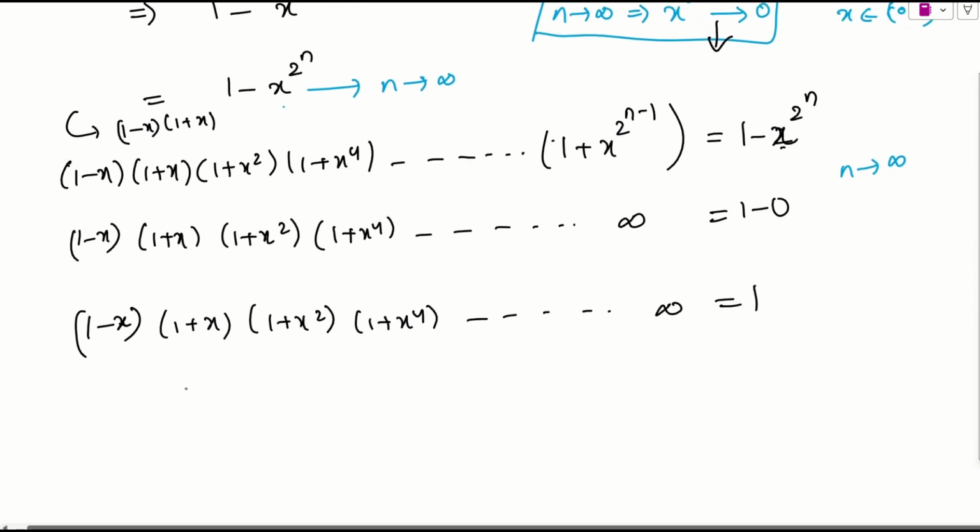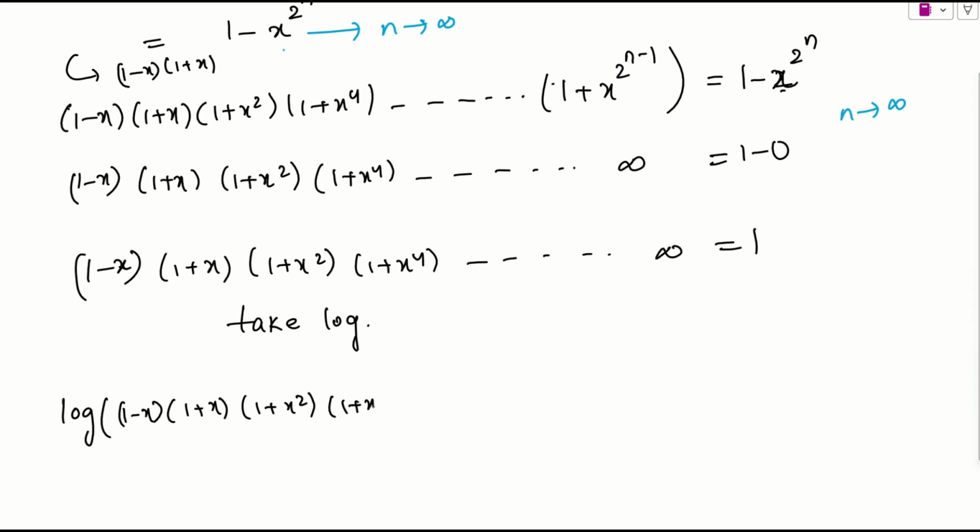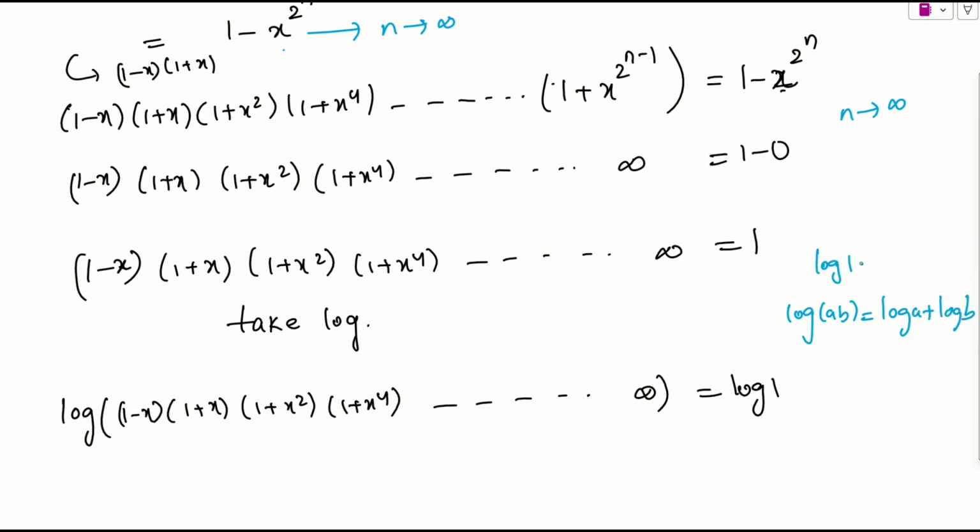So what should we do? Simply take log on both the sides. We are having product of the terms, right? If I apply log here, what I'll be getting? Log of (1 minus x)(1 plus x)(1 plus x square)(1 plus x power 4) and so on up to infinity must be equal to log 1. Remember, we have to note it down. Log AB. What is the formula for log AB? Log A plus log B. And what is the log 1? We know that log 1 will be 0.